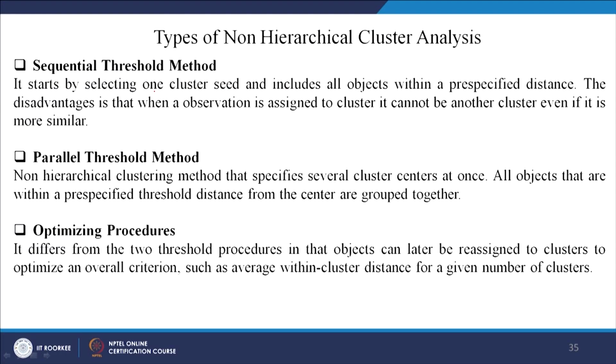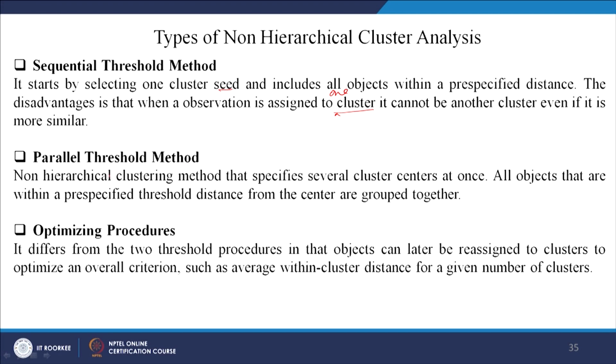It starts by selecting one cluster seed and includes all objects within a pre-specified distance, because the whole measure is distance. The disadvantage is that when an observation is assigned to one cluster, it cannot be assigned to another cluster even if it is more similar. So, that is one problem with the sequential method.